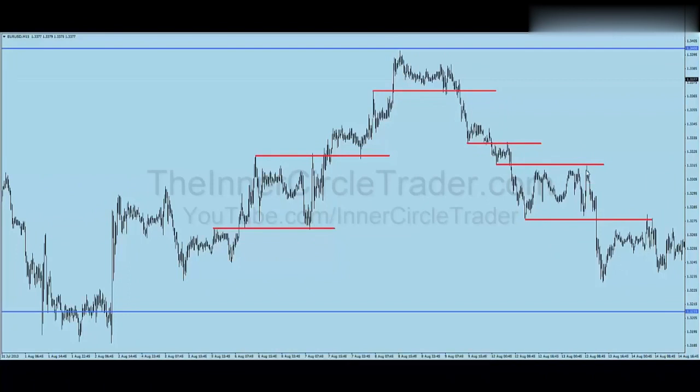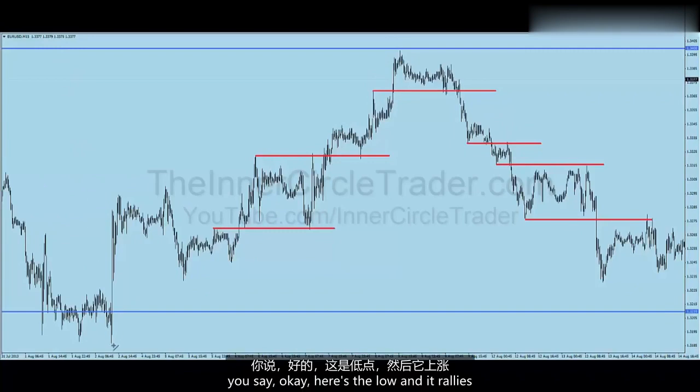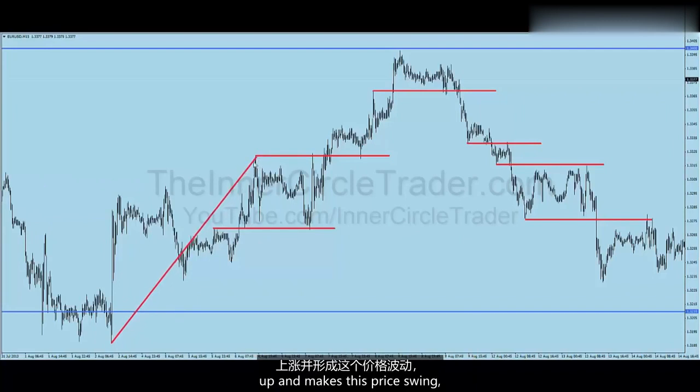Okay, there are really two legs up and then two legs down, and there is a zenith point here. There's an origin point here and a conclusion point on the right side. Okay, they build a block of orders. Okay, they rally the price up. They, the dealers, the market makers, and then they have another leg up. If you look at price very generically, if you say, okay, here's the low, and it rallies up and makes this price swing.